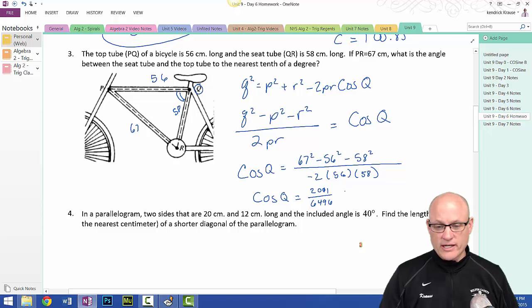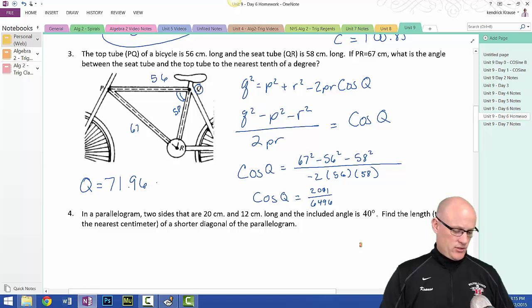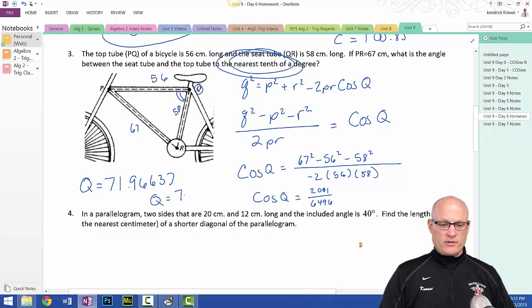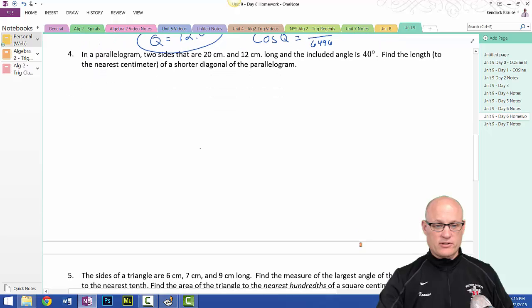Now I know I'm going to inverse cosine this, and I end up with Q equal to, now I know it's going to be less than 90 degrees because it turned out to be positive, and it's 71.96637, and we want it rounded to the nearest tenth of a degree. So I'm going to say Q equals 72.0 degrees. All right, moving down. Got to put the point 0 because that's to the tenths place.